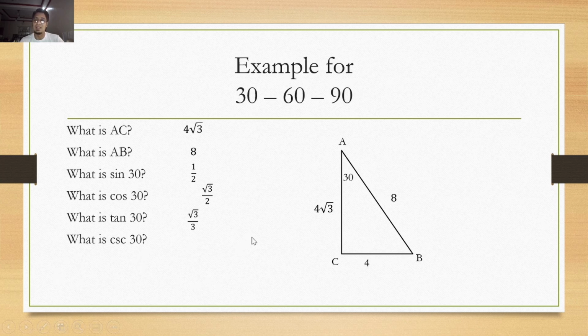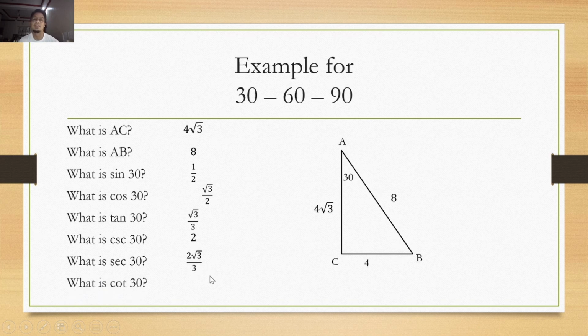What is cosecant 30? Baliktad lang po ito. Yung 1/2. So that is 2. Okay? What is secant 30? Baliktad lang din po itong sa cosine. Sir, 2 over square root of 3. Again, by multiplying numerator and denominator by square root of 3, mawawala yung radical sa denominator. And we will be having 2 square root of 3 over 3.